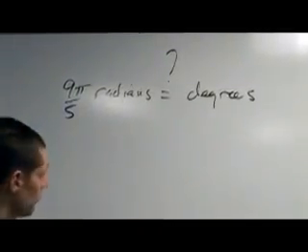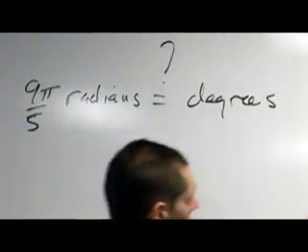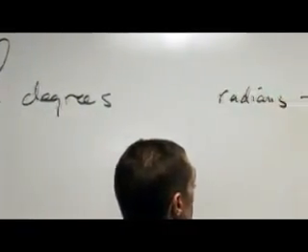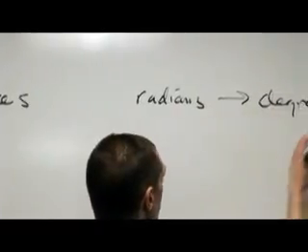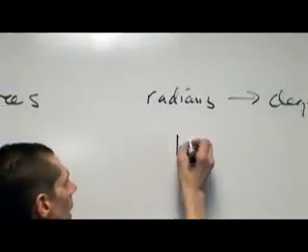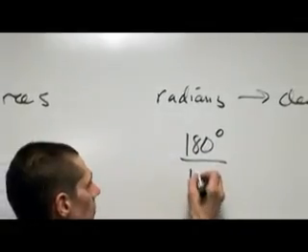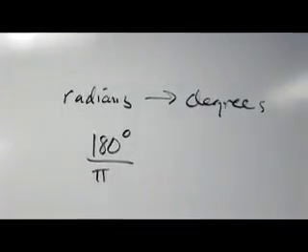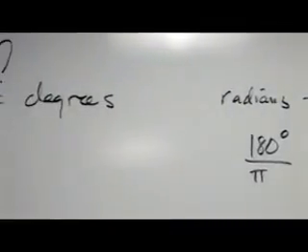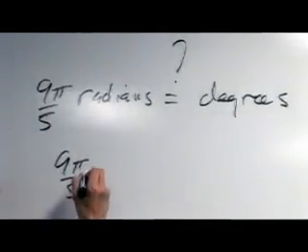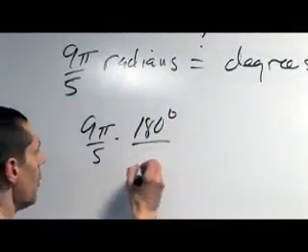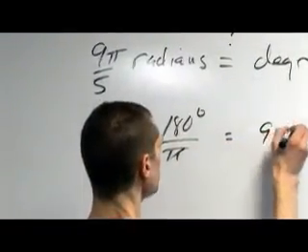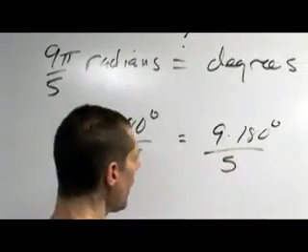Well, this is pretty formulaic. When we're going from radians to degrees, we're going to multiply by 180 degrees over pi radians. And you'll notice I'm not writing radians in the bottom. I'm just assuming that this is obvious. So 9 pi fifths radians times 180 over pi degrees. This cancels out. We have 9 times 180 over 5.